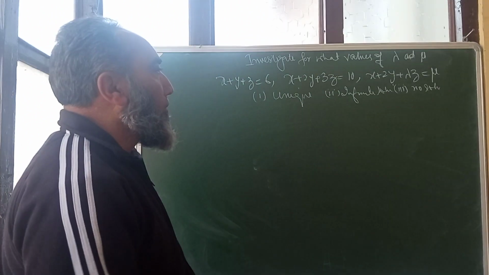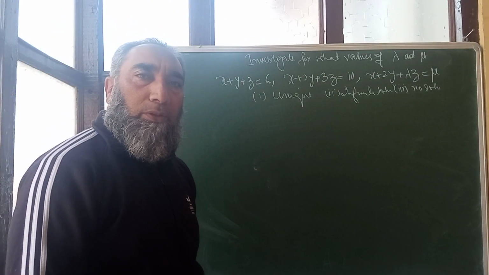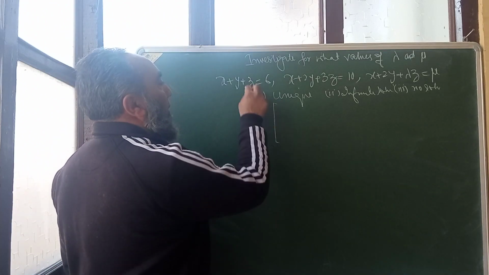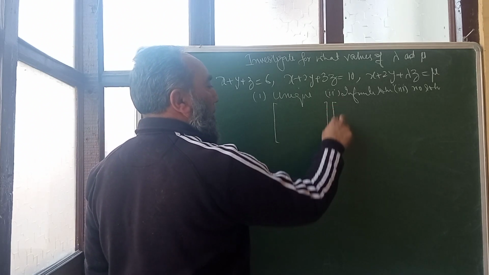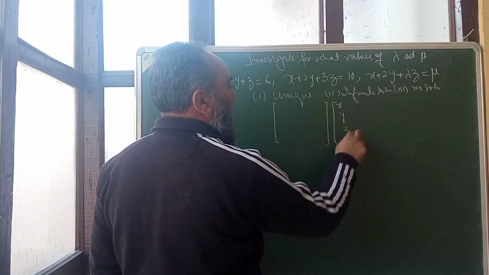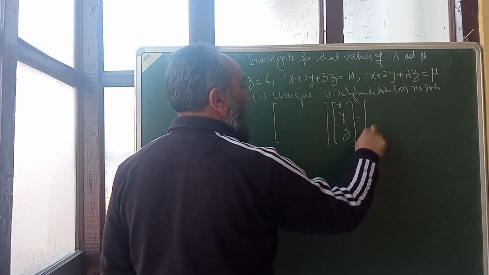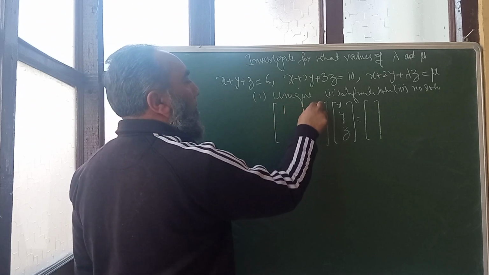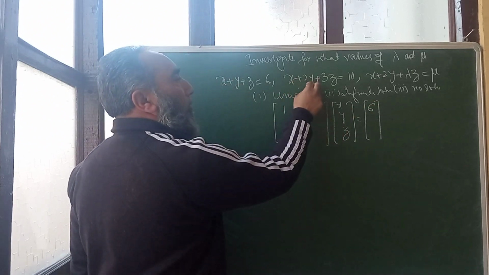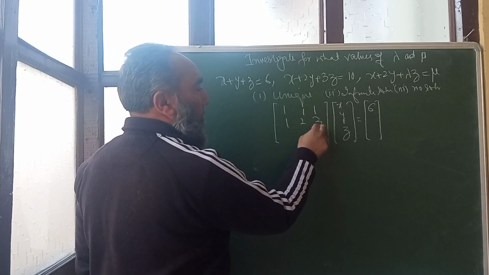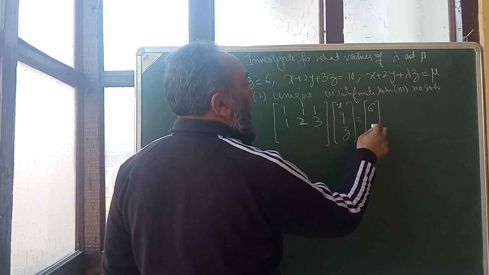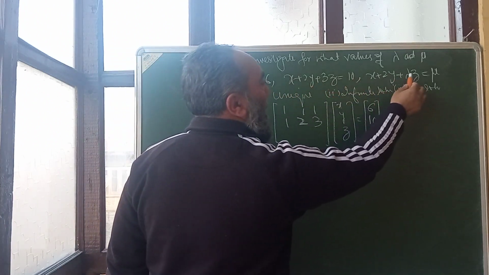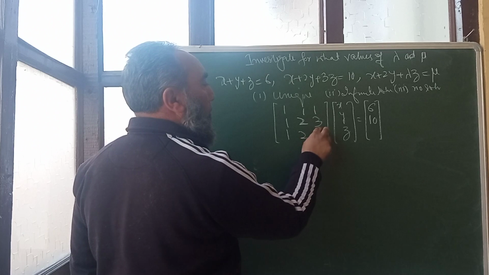Okay, so let me first write down the matrix representation of this system. The matrix representation of this system is given by 1, 1, 1, 6; 1, 2, 3, 10; then 1, 2, lambda, mu.